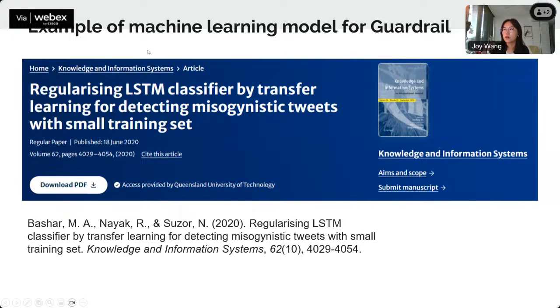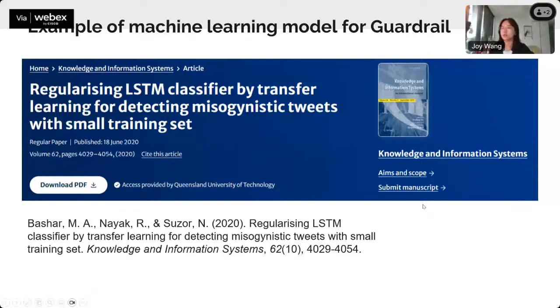Here is an example of how we can design a smaller-scale supervised classification model as a guardrail. This is from one of Bashar's papers. In this work, they design an LSTM-based smaller model as a classifier to detect misogynistic tweets. Misogynistic tweets are content that is hateful toward females. In this work, they used a small training dataset and transfer learning to achieve a good detection rate for the misogynistic tweet detection task. This has been successfully implemented in an instant chat application. Because they want to use it in the workplace, they want to make sure the content passing through the chat is safe to use.